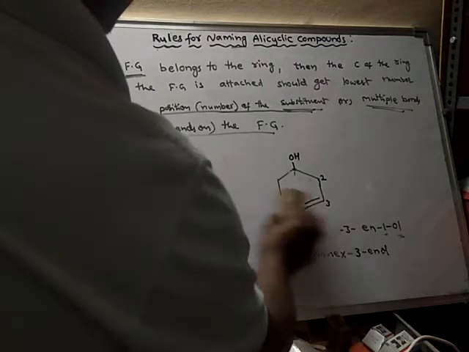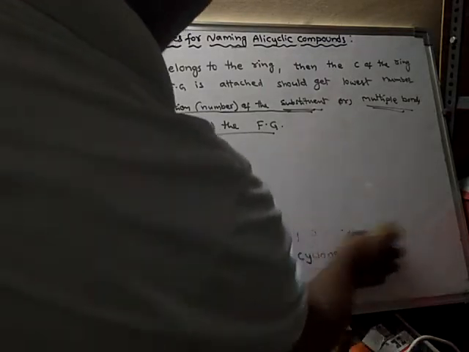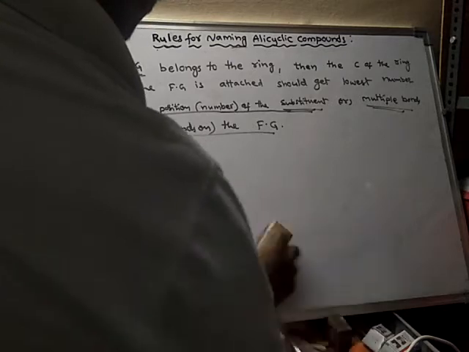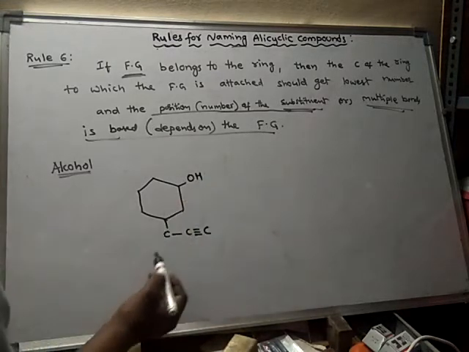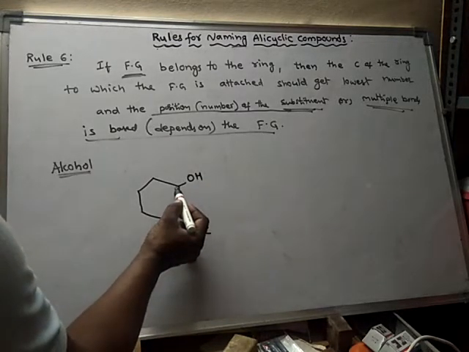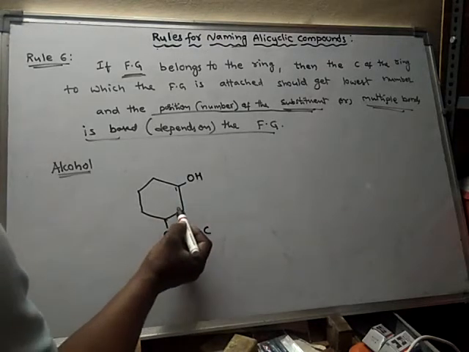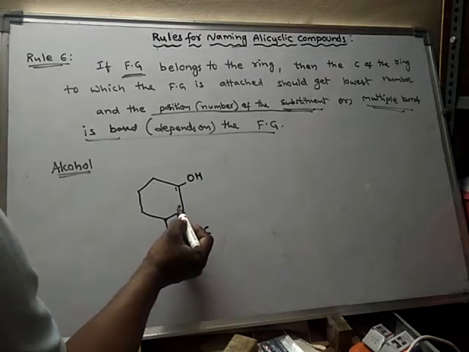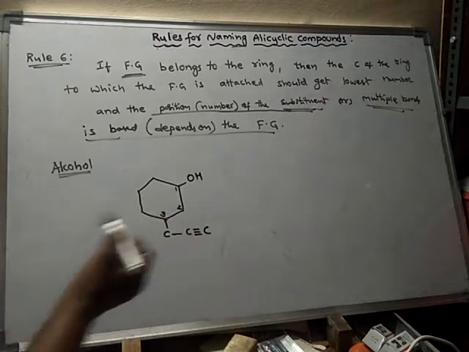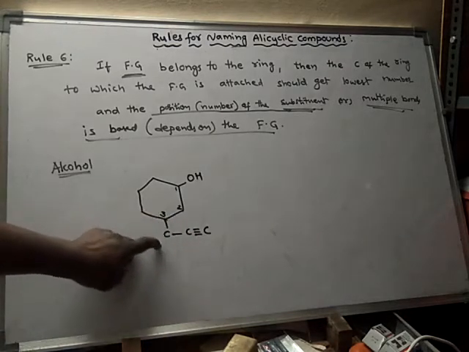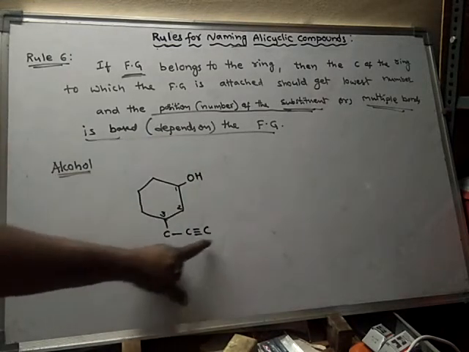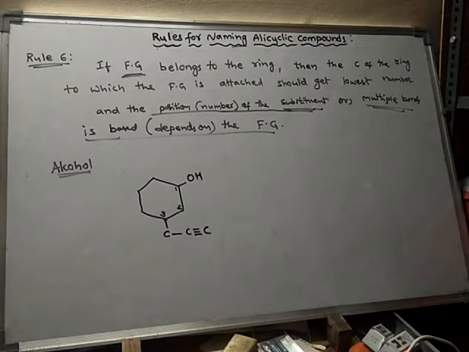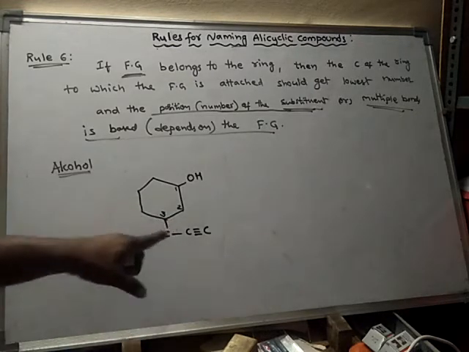Again, we have to give numbering. To name the compound, we have to give the numbering. So to which carbon should I give the lowest number? Here the alcohol functional group is present, and this carbon will get the lowest possible number. So this will get number 1, this carbon will get number 2, and this carbon will get number 3. That means on the third carbon the side chain, the substituent, is present. So like this the numbering is given.